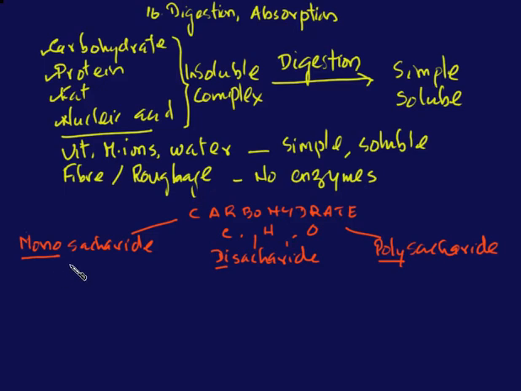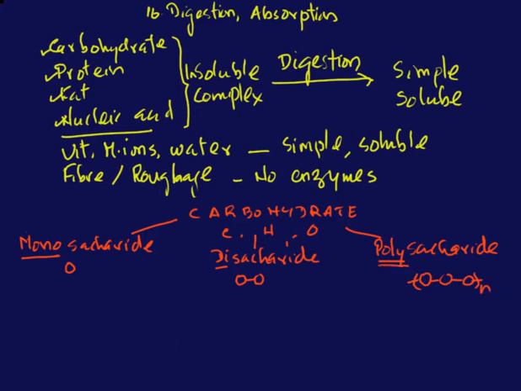Two monosaccharides. Let's say that this is a monosaccharide. When two of them combine together, that's called a disaccharide. When many such monosaccharides, thousands of them, join together, like n number, it forms a polymer. So it's known as polysaccharide.